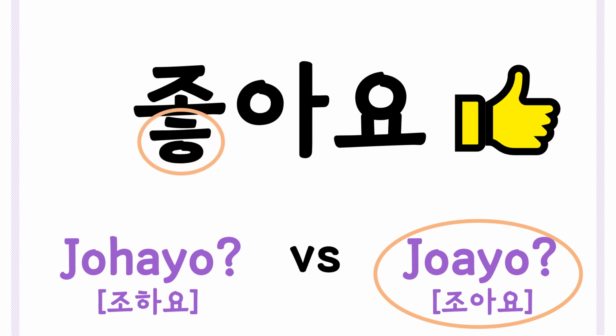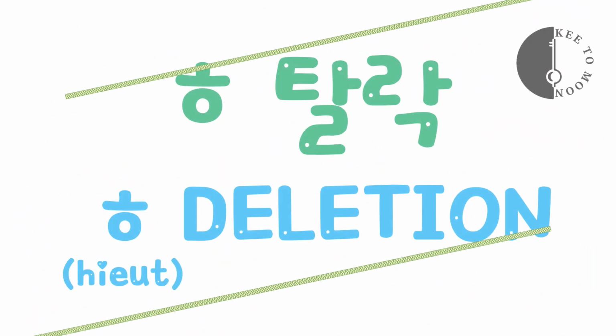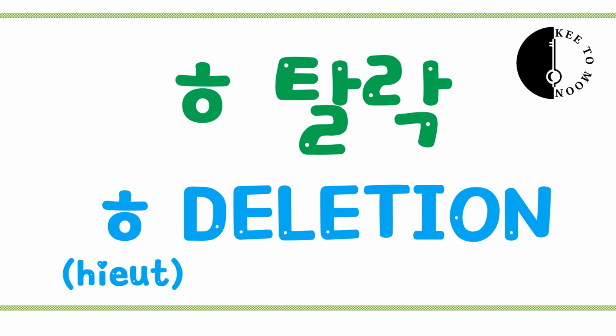Well, let's see here. The first syllable has this final consonant. And when we learned Hangul, we learned that these consonants make this sound. So you might think it's pronounced 좋아요 based on the rule we just learned. However, it's not. It is 좋아요. Have you ever thought about why there is no sound? That's because of 히읗 탈락, 히읗 deletion, which we're going to learn in the next video clip.